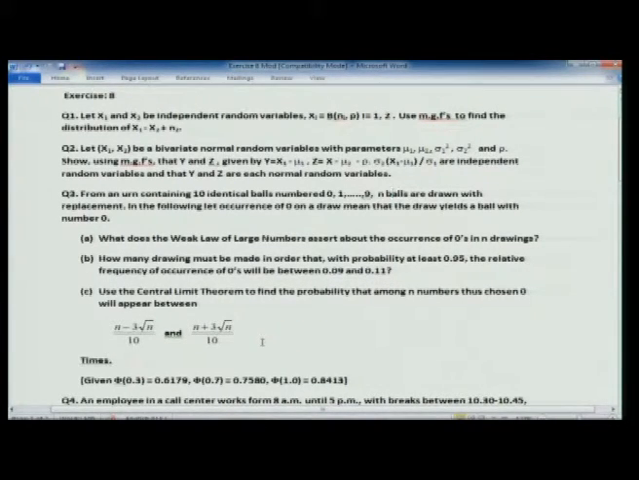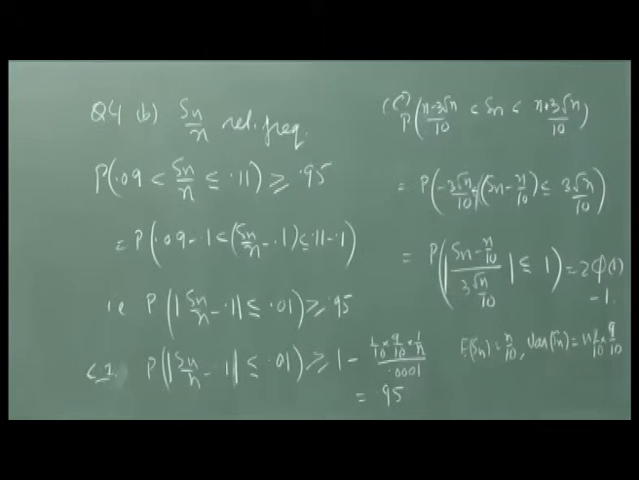if we denote by Sn the number of balls that showed up with number 0, then Sn by n is the relative frequency. So, out of the n draws, Sn balls have shown up with number 0. So, Sn by n, as n becomes large, will converge to 1 by 10 in probability. The mean is 1 by 10. That is your weak law of large numbers.